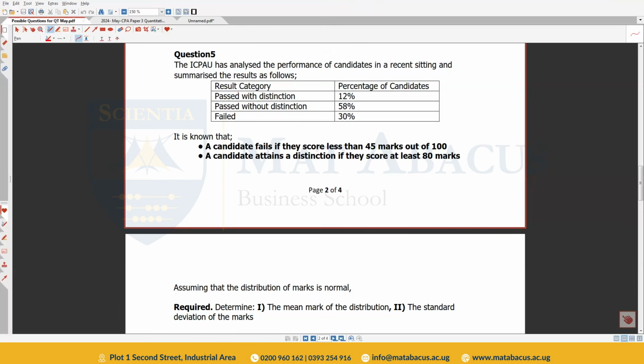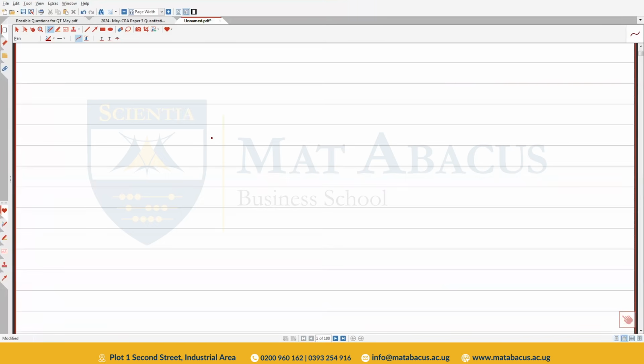One equation is got from the lower side and another equation is got from the upper side. So the number has already been summarized. Your role is to do a thorough interpretation and representation on the normal distribution curve. So listen carefully. Telling you 12% passed with a distinction.